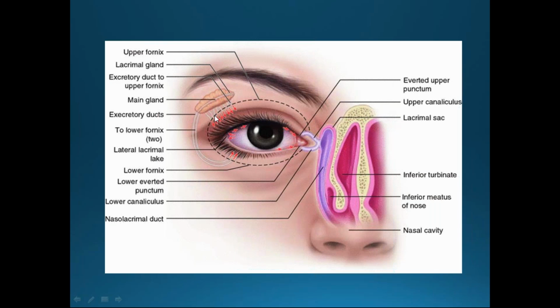This is the palpebral part. These are the ducts which traverse through the palpebral part of the lacrimal gland. The ducts open into the superior fornix, predominantly into the superior fornix. Some of them open into the inferior fornix. Mainly they open into the superior fornix.